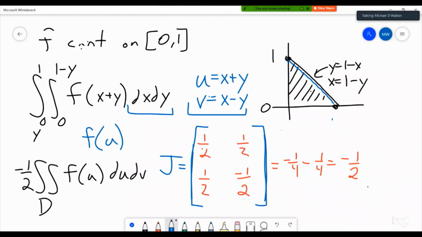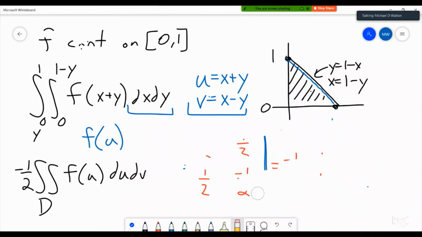So now that we've gotten that, we just have to figure out what our bounds are now in terms of our u and our v. Because what we used to have is y goes from 0 to 1, and then x goes from 0 to 1 minus y. We can't keep those bounds because they are no longer correct. So now we have to figure out our bounds in terms of our new variables u and v.